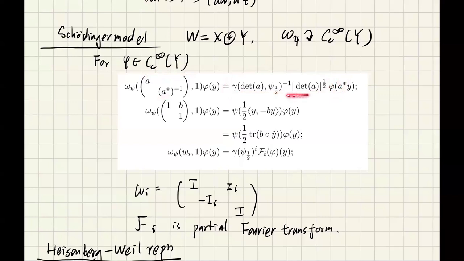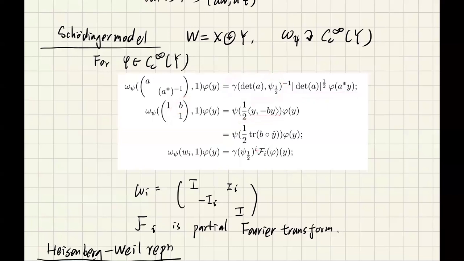And this determinant is responsible for making this operator a unitary operator. If you just scale the function, it will not be a unitary operator. So you have to multiply by the norm of the element to the power of one half, and that makes it a unitary operator. And this other factor is responsible for making it a splitting, to make it a group homomorphism basically. And the unipotent part acts by multiplying the function by a quadratic character at each point.